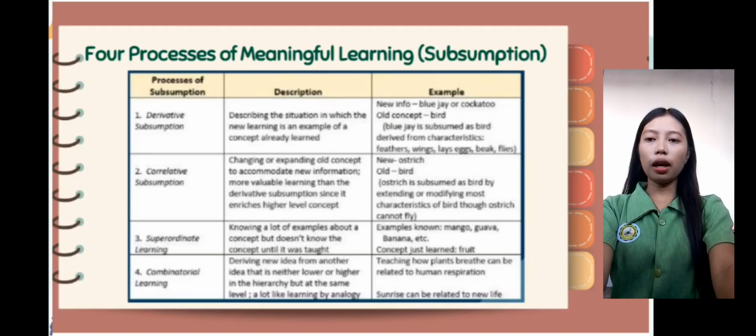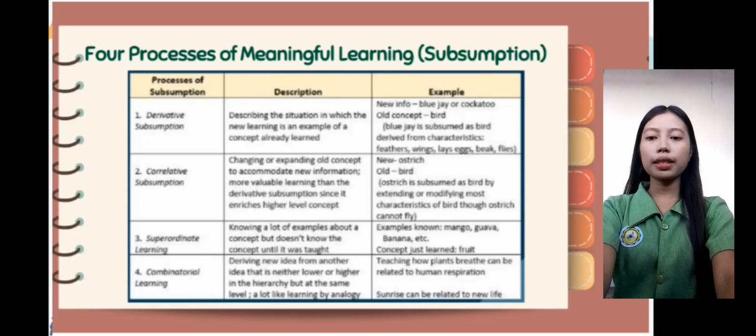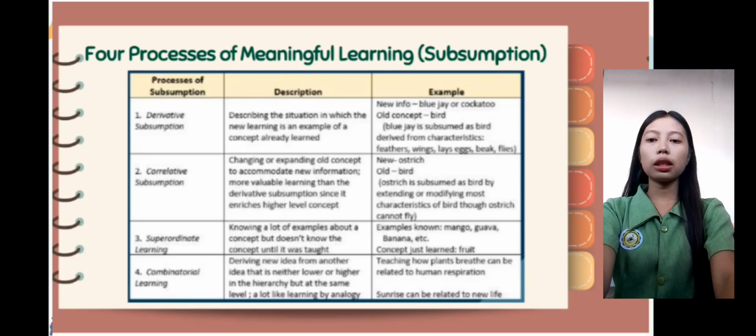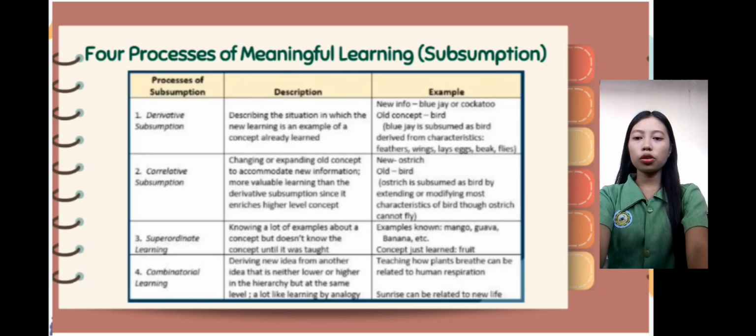The third process of subsumption is superordinate learning. Description: knowing a lot of examples about a concept but not knowing the concept until it was taught. Examples known: mango, guava, banana, etc. Concept just learned: fruit.